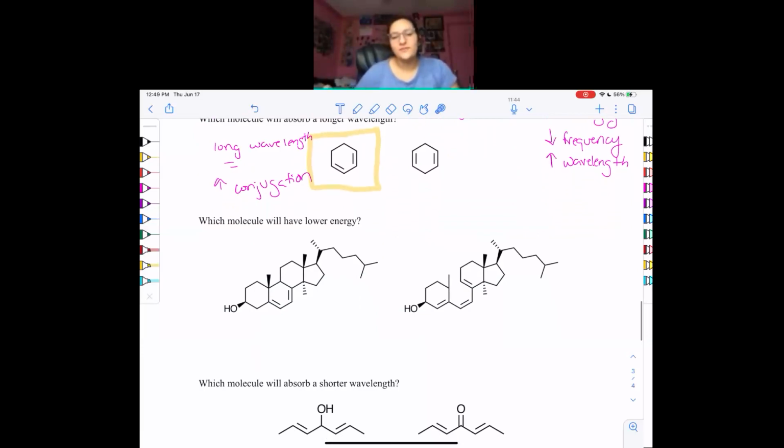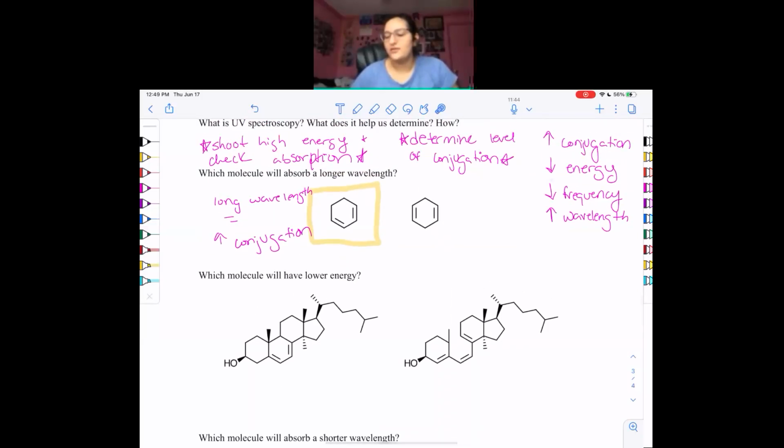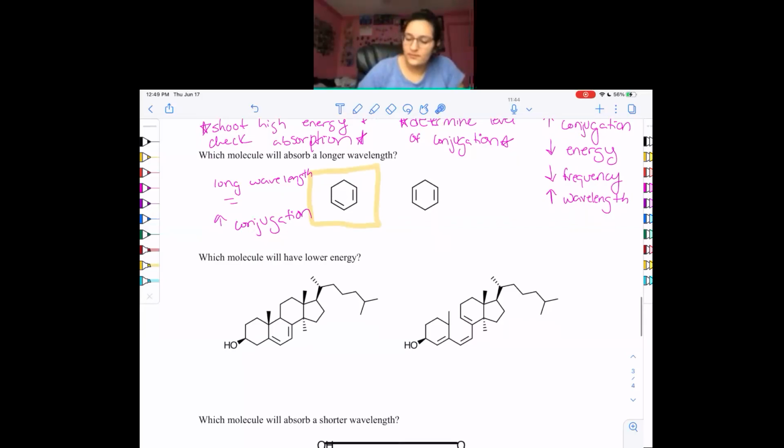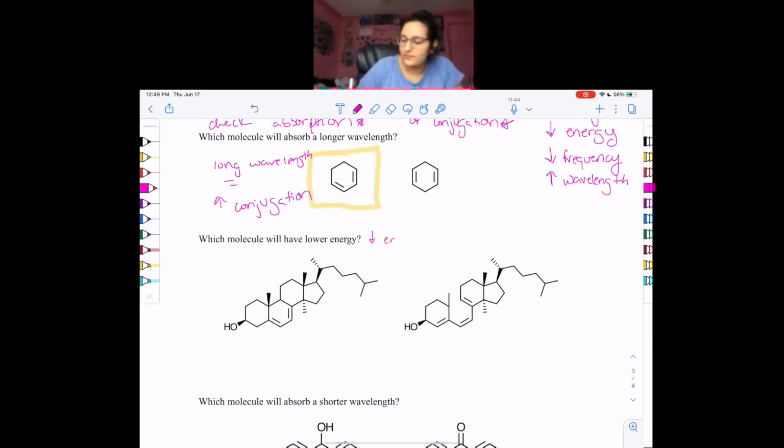For the second one, it's saying which one will have lower energy. And we know lower energy equals more conjugation. Ta-da. We have so much going on in these molecules, right? They're big and huge and scary. But we can basically throw anything that's not a double bond in the garbage. So this is our conjugated area. This is our conjugated area.